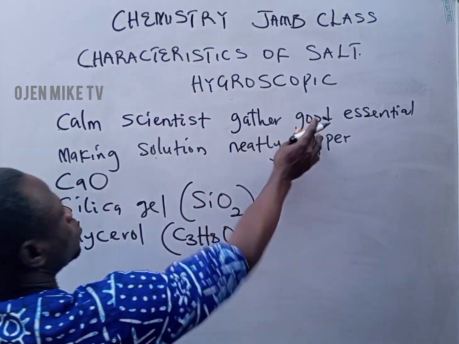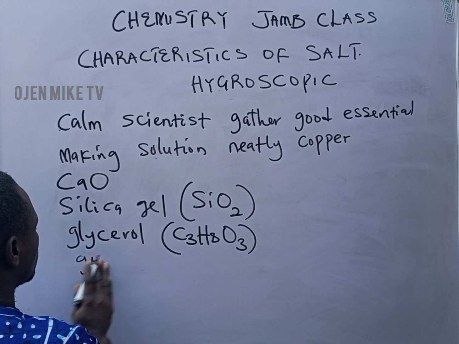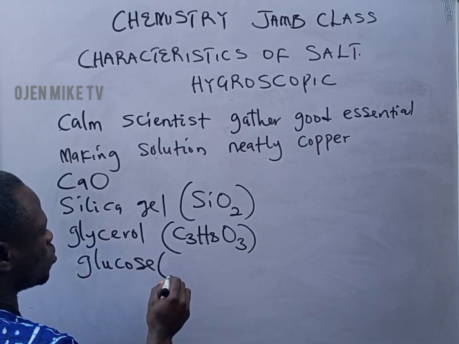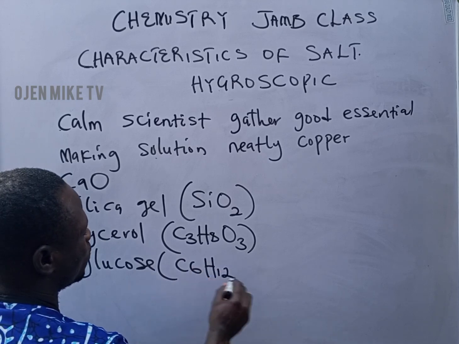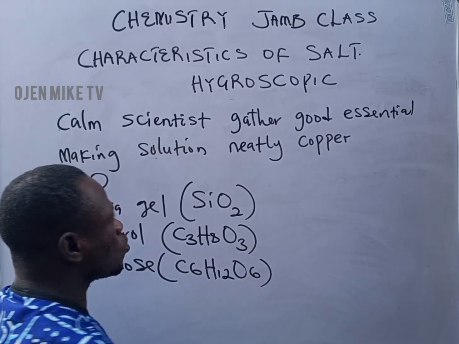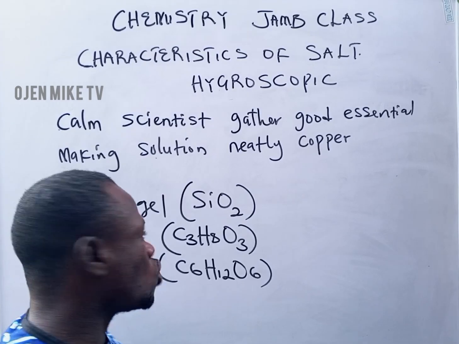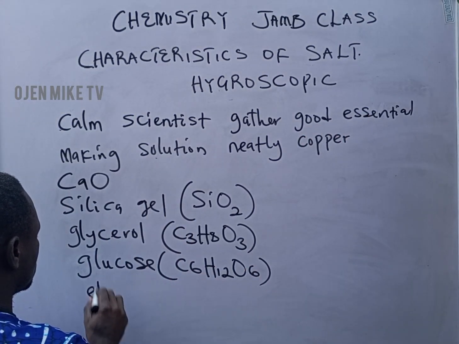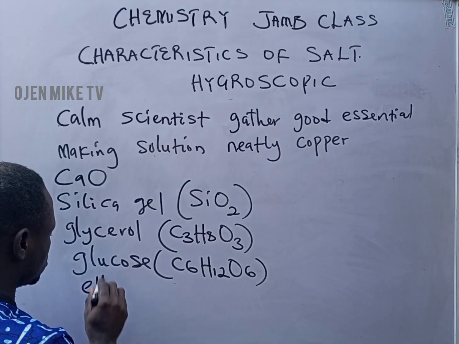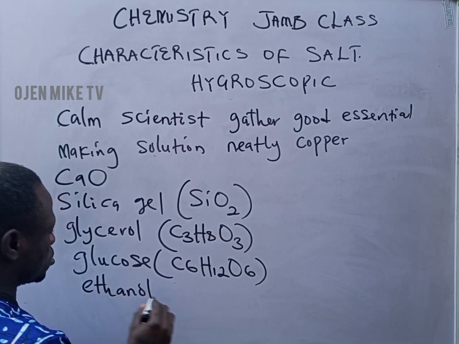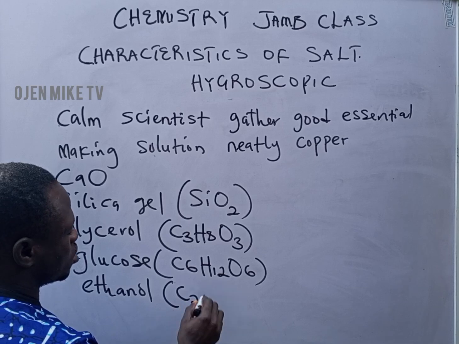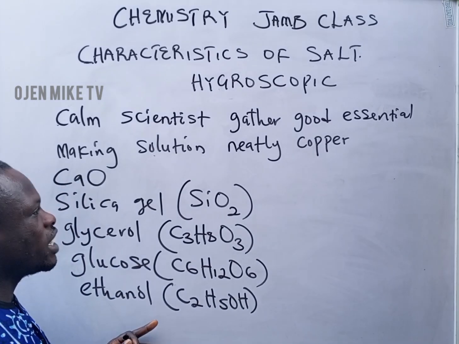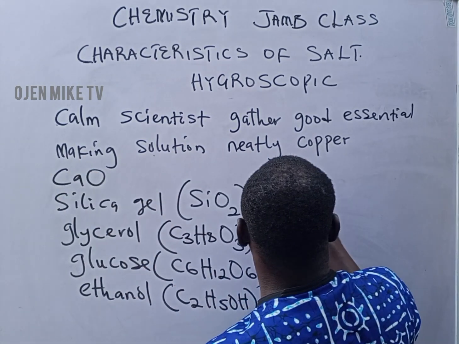Now let's look at the third one. Good stands for glucose. Glucose is C6H12O6. Glucose is another good hygroscopic substance. Now let's look at the next one. Essential is ethanol. Essential here stands for what? Ethanol.